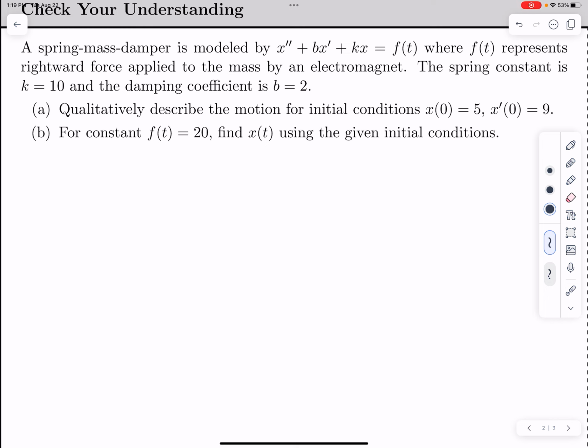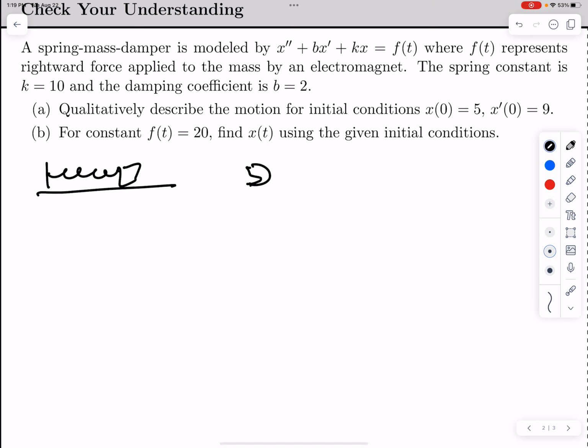And what do they want us to do? It looks like we've got a couple of features. We've got the standard second order forced differential equation. There's your forcing term. They're saying it's some sort of electromagnet. So maybe we've got our spring mass damper, and an electromagnet over here that's trying to pull that mass to the right.